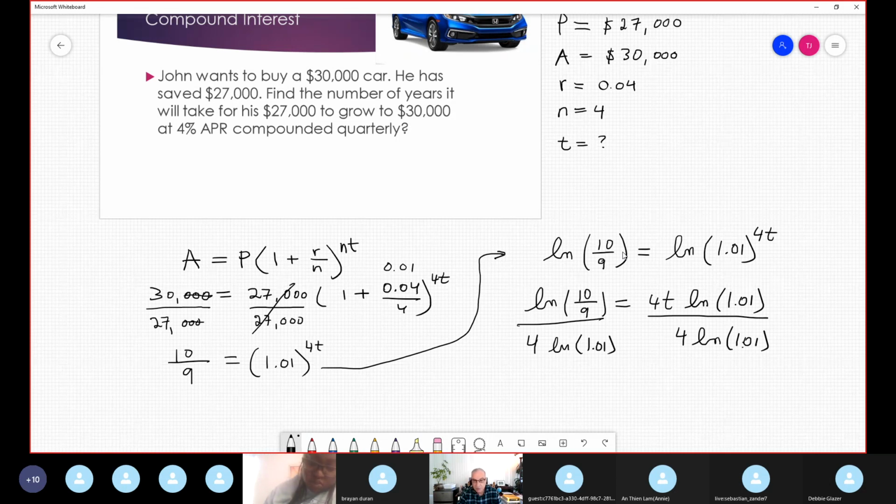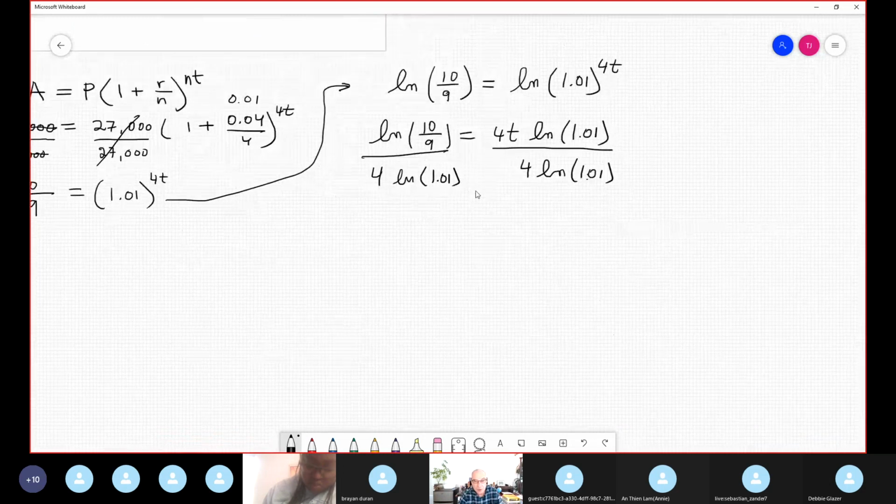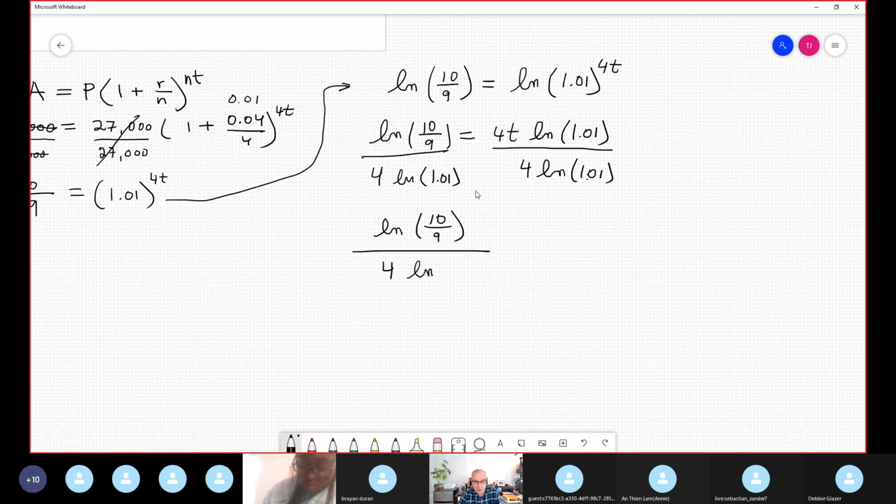This is the point here. We have the expression that can help me to compute the time, divided by 4 ln 1.01. And this is the time.